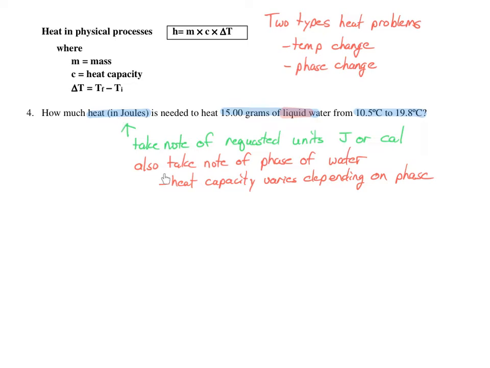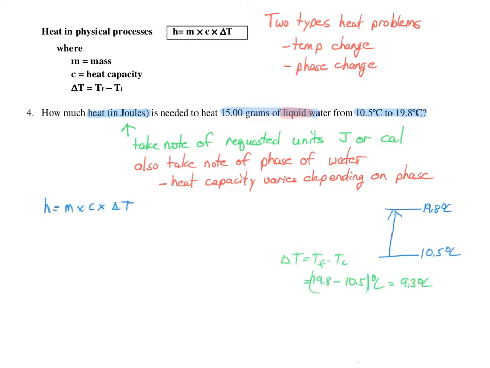Also, you want to take note of the phase of water. The heat capacity of water varies depending on the phase, so you want to make note of whether it's a solid, liquid, or gas. In this case, our water is liquid water. Now we're going to work through this problem. It is a temperature change problem, so the heat is going to be mass times specific heat times delta T.